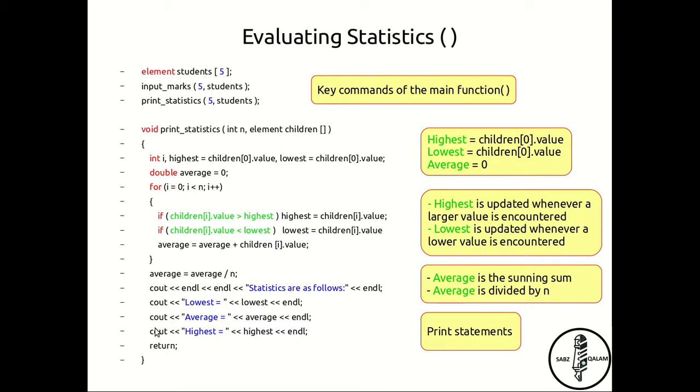And lastly, we have a bunch of cout statements which print the lowest, the average, and the highest, because remember, the name of the function is print statistics. So we're actually printing those values right here. And the function is void, so we don't really need to return anything.